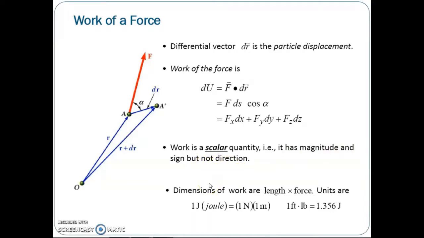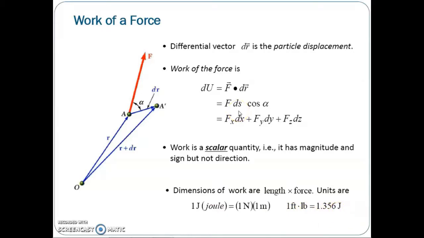We also note that work should be expressed in units obtained by multiplying units of length by the unit of force. So if you are using US customary units, then it should be expressed in foot-pounds. Or if SI units are used, then it should be expressed in terms of newton meters, and it is equivalent to 1 joule. So in US customary units, 1 foot-pound equals 1.356 joules.